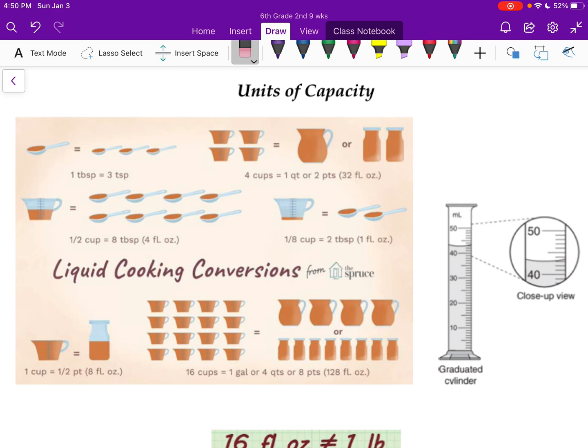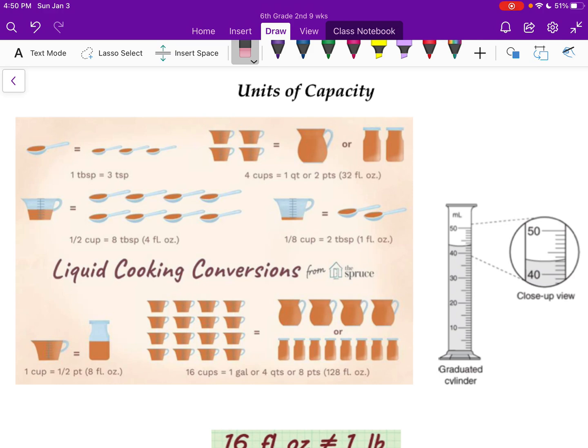But in science, we use milliliters a lot. In science, we use a graduated cylinder, and there's milliliters here. So the 10 milliliters would be right here. A milliliter is a very small amount.